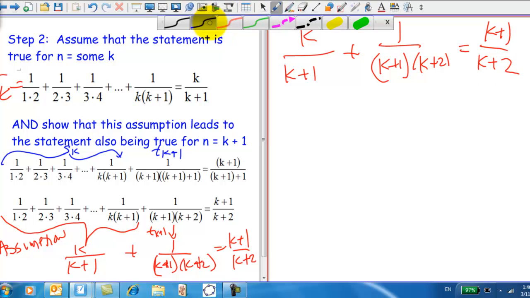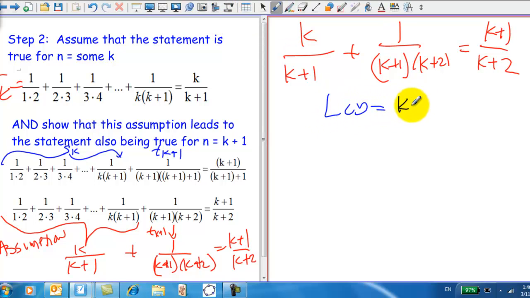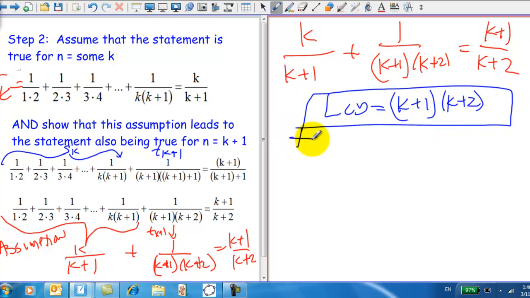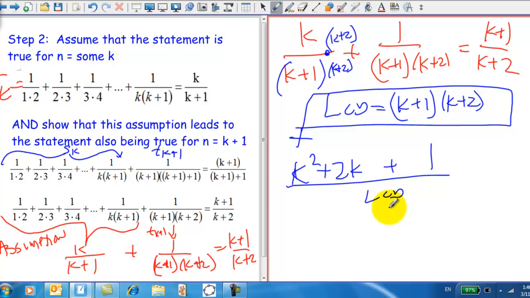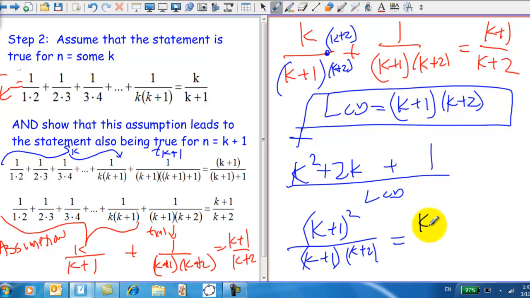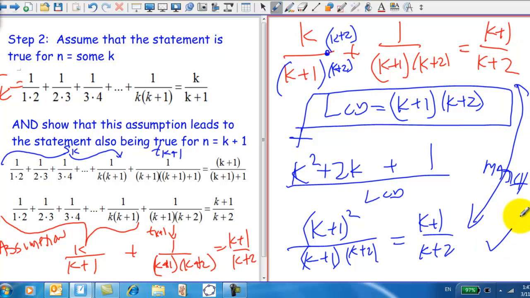Well, we can do it with our LCD trick. The least common denominator here is k plus 1 times k plus 2. And I want to add up the left side and make sure it's equal to the right side. So I'm just going to do the addition part of the LCD. So we multiply this fraction by k plus 2 over k plus 2. That gives us k squared plus 2k plus 1 all over the LCD. And that's k plus 1 quantity squared over the LCD, which is k plus 1 times k plus 2. And we reduce one of the k plus 1s. And sure enough, they match. Equal. So that's the two parts of your inductive proof.